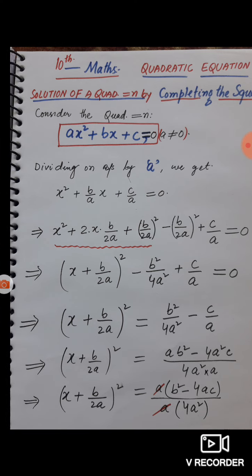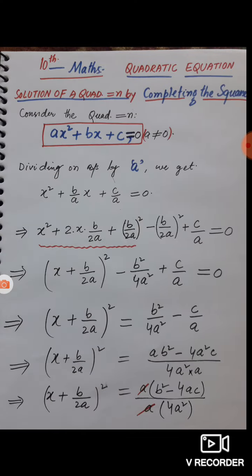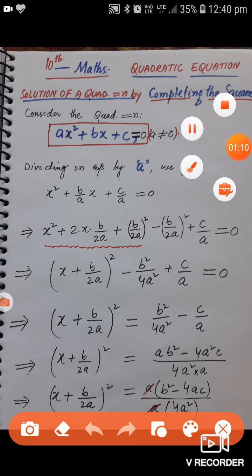Consider the quadratic equation ax squared plus bx plus c equal to 0, where a is non-zero. So first of all you have to remember that the leading coefficient, that is the coefficient of x squared, should be 1, or must be a perfect square.